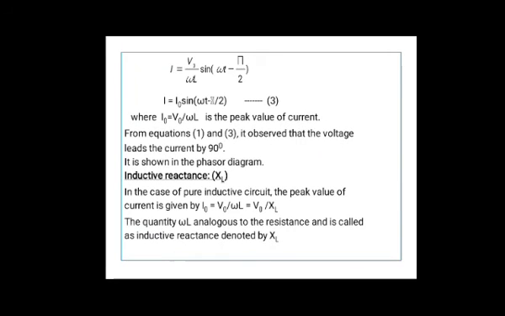Let us see about inductive reactance. In a pure inductive circuit, the peak value of current is given by I naught is equal to V naught divided by omega L. So this can be written as V naught divided by XL. The quantity omega L is the same as resistance, and it is called inductive reactance. It is denoted by XL.